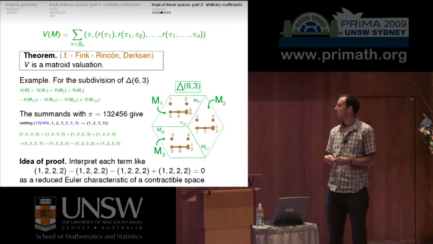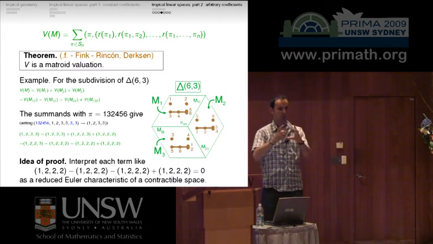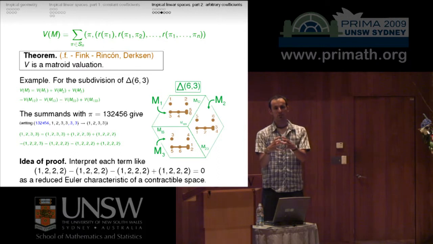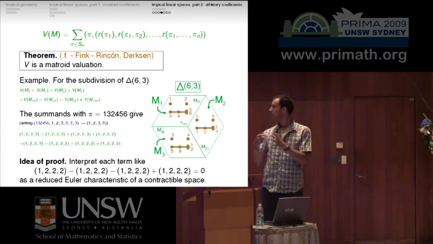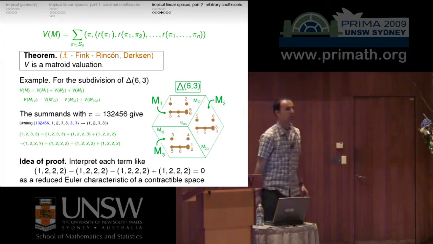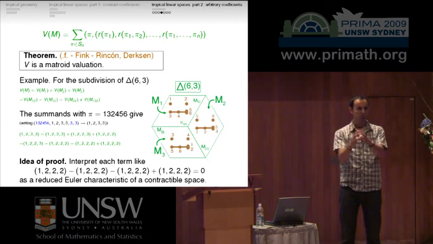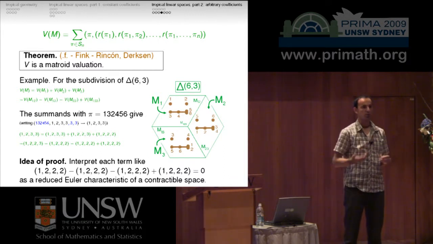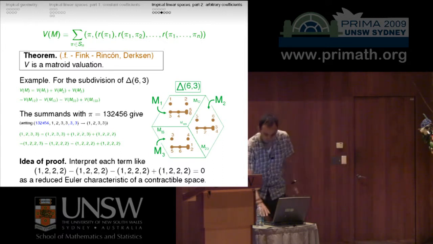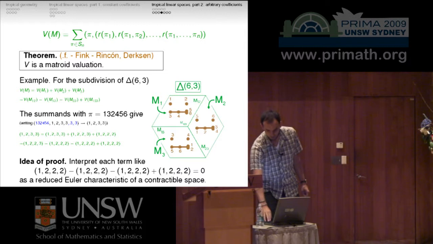Okay? And the way we prove that cancellation occurs is that we take that huge sum and we split it up into little sums, and for each one of these little sums, we can interpret it as a reduced Euler characteristic of a contractible space. So we take this huge thing, we split it up into little groups. For each group, we construct a space that has that Euler characteristic, and we prove that it's contractible. That's how we do this. Okay? By the way, this was also done by Harm Dirksen independently, and an almost equivalent statement was proved by him.